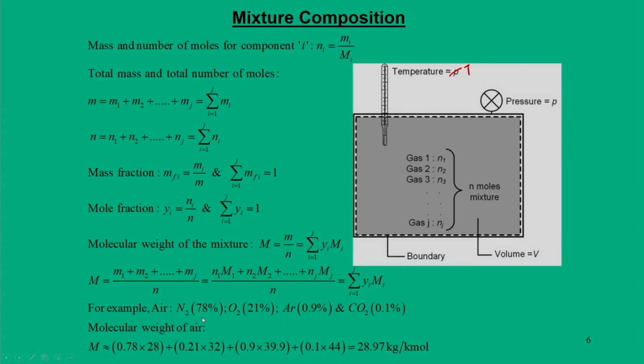For example, if you treat air as a mixture of nitrogen, oxygen and argon with these percentages, then one can find the molecular weight by taking care of the relative weightage or compositions, and we all know that the molecular weight of air is 28.97. So, this is how the mixture composition is analyzed.